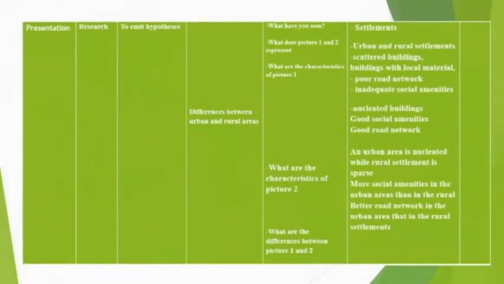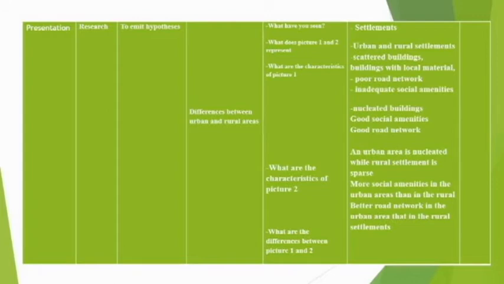Now, at the level of research, the IPO here is to emit hypothesis. The learners have observed, they have now formulated hypotheses, they are now being asked to emit them through questioning. And now, the main matter here is differences between urban and rural areas, because these types of rural and urban areas will be detected through their differences. So that's what you have at this level.